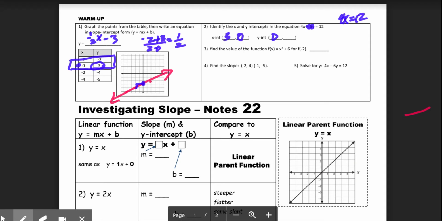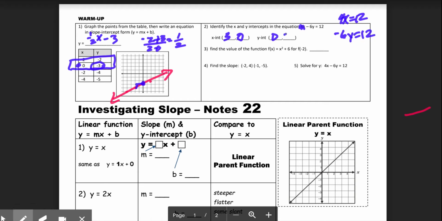Then let's say I erase that. If we want to find the y-intercept, we let x be 0. So basically we cancel out the x. Then we have -6y equals 12. So divide 12 by -6 and you get -2.